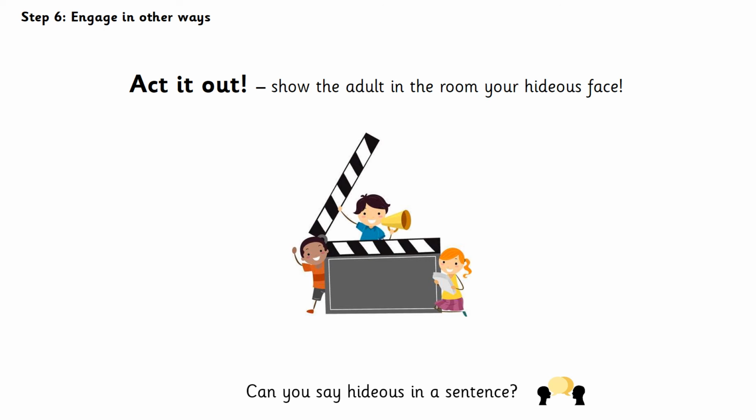Okay, so don't forget today's new word is hideous. What does it mean? Well done, super. It means ugly or unattractive, and you can put that word in a sentence. Okay, super.